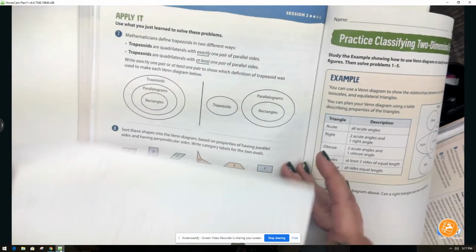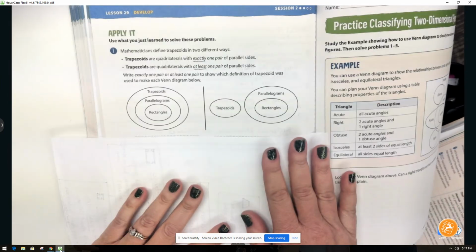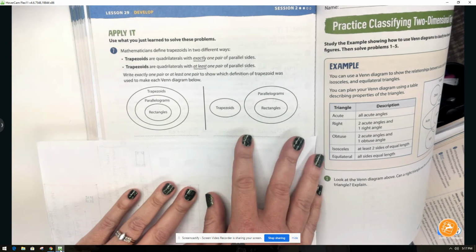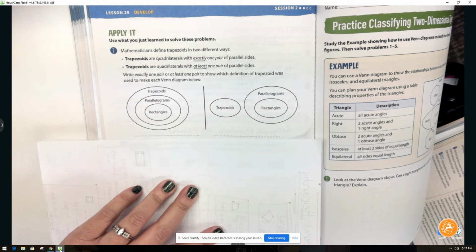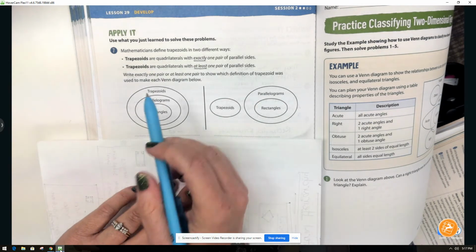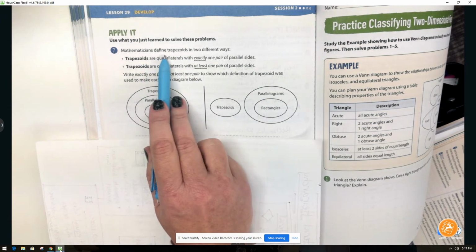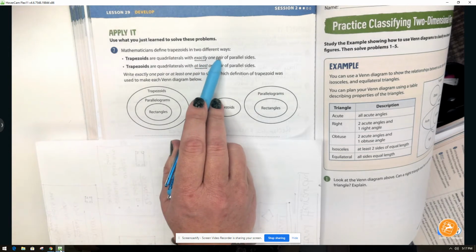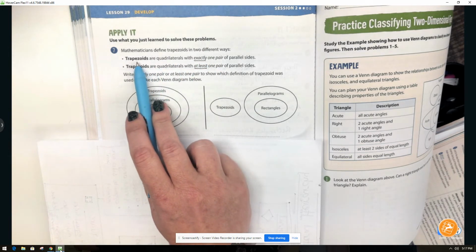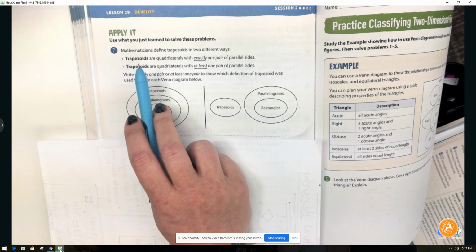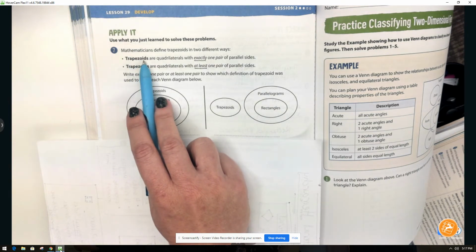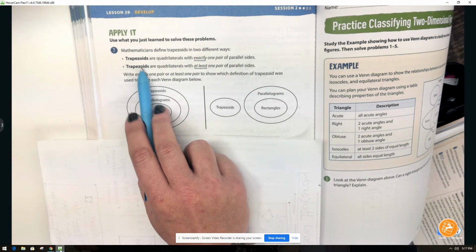All right, on page 594, we're going to go ahead and do some work with trapezoids. Now, we have not talked about trapezoids yet, but trapezoids are a little tricky because mathematicians define trapezoids in 2 different ways. So there's inclusive trapezoids and exclusive trapezoids. So here are the 2 definitions.